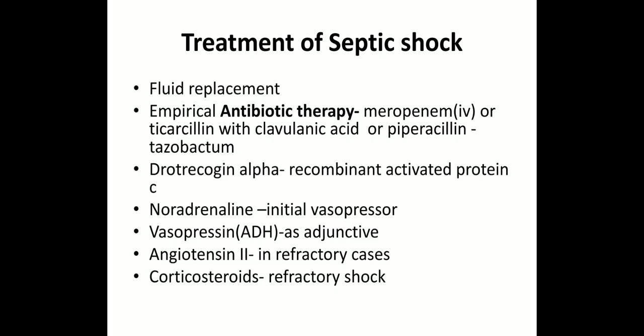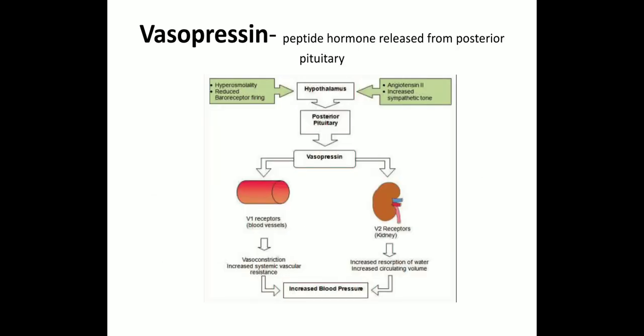Then if you are not getting improvement, you can use vasopressors. Mostly noradrenaline is the initial vasopressor. Then vasopressin is also a vasopressor, used as an adjunctive treatment with noradrenaline. In refractory cases, you can use angiotensin 2, and corticosteroids also have some role in refractory cases.